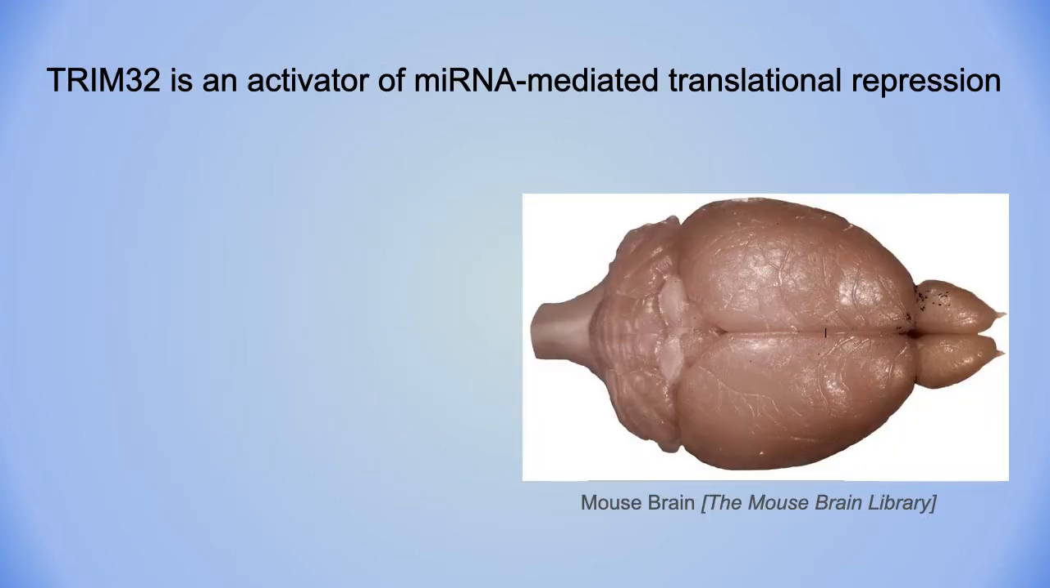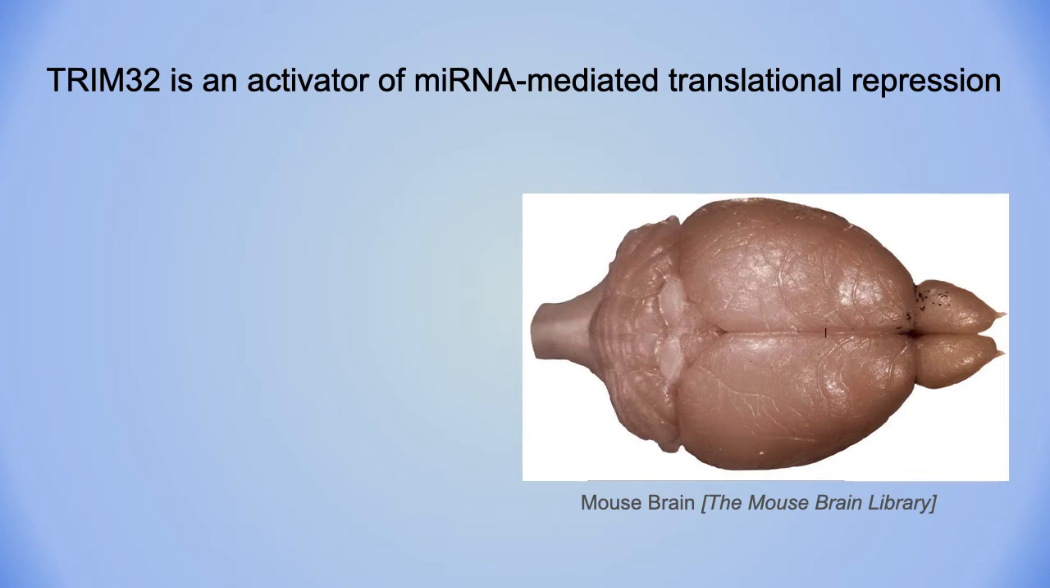In contrast, TRIM32, the neural cell fate determiner, is an activator of microRNA-mediated translation repression. TRIM32 belongs to the TRIM-NHL protein family. This protein family has been implicated in such biological processes as developmental timing, cell cycle progression, transcriptional regulation, and apoptosis, which is normal death of cells.